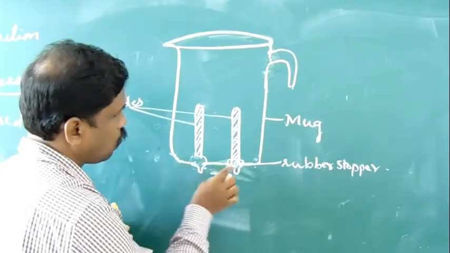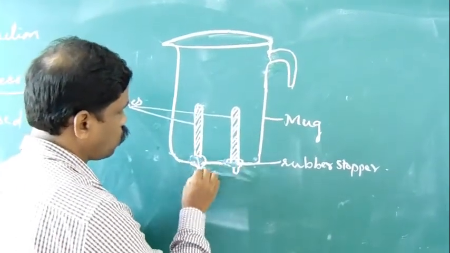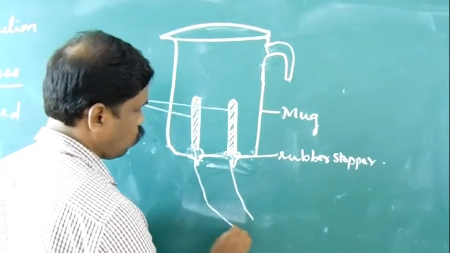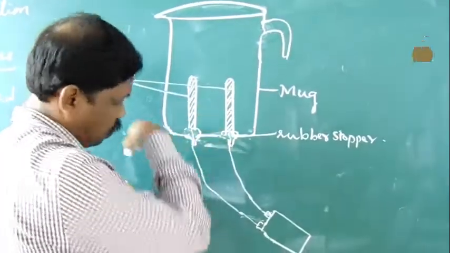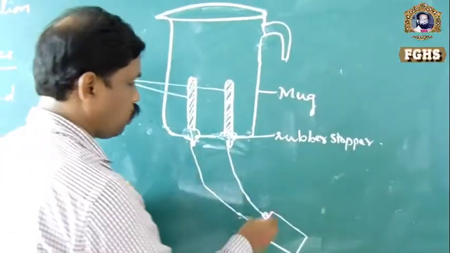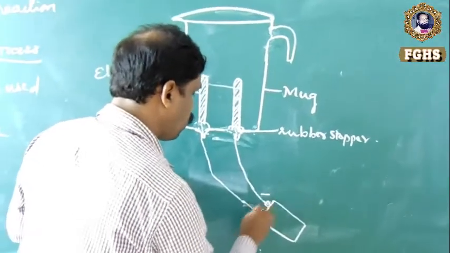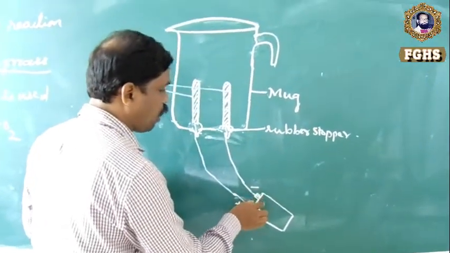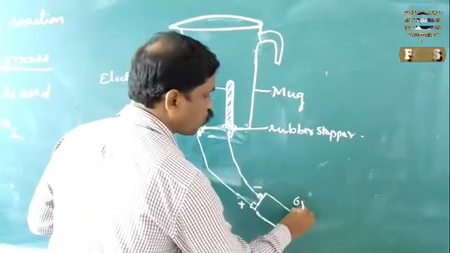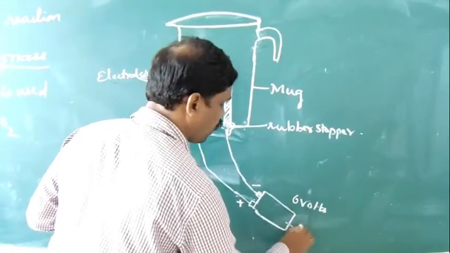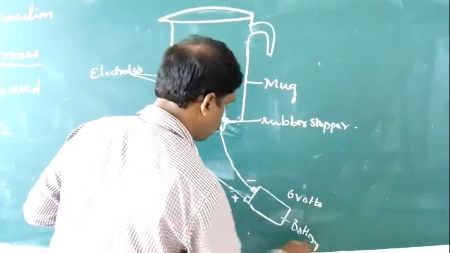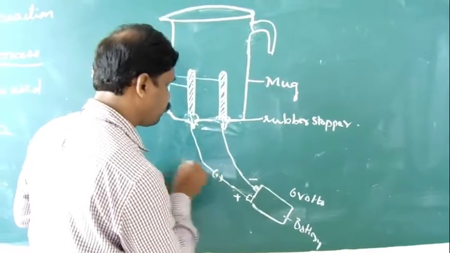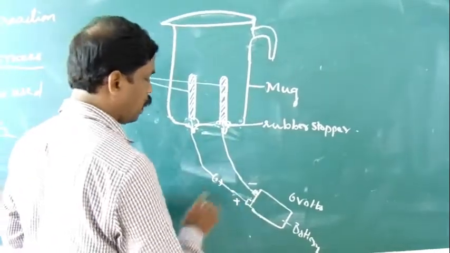Connect these two graphite electrodes to the positive and negative terminals of the 6 volt battery. It's a battery. The switch is here. Okay.